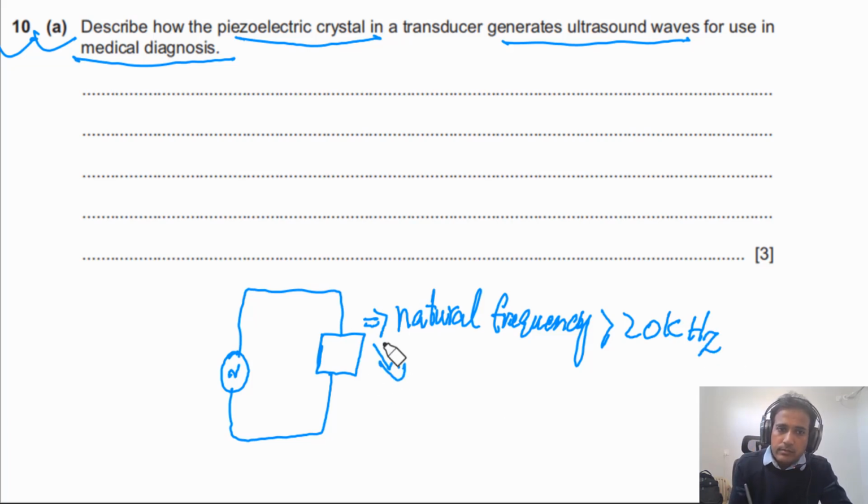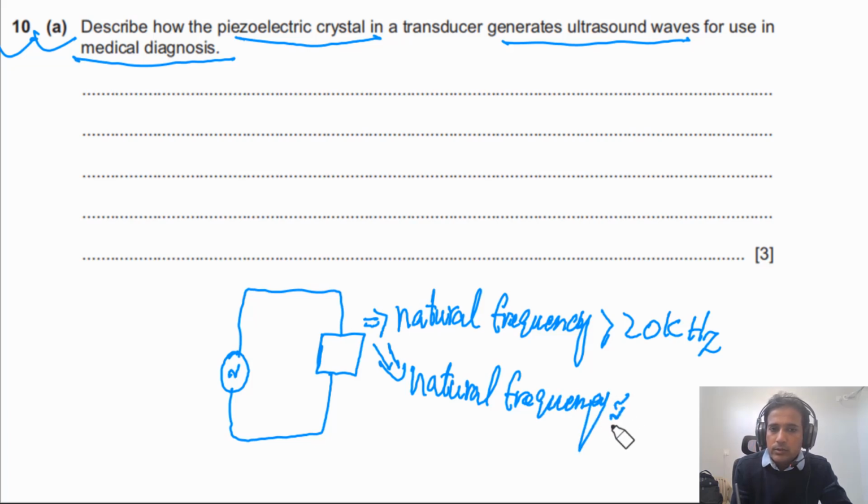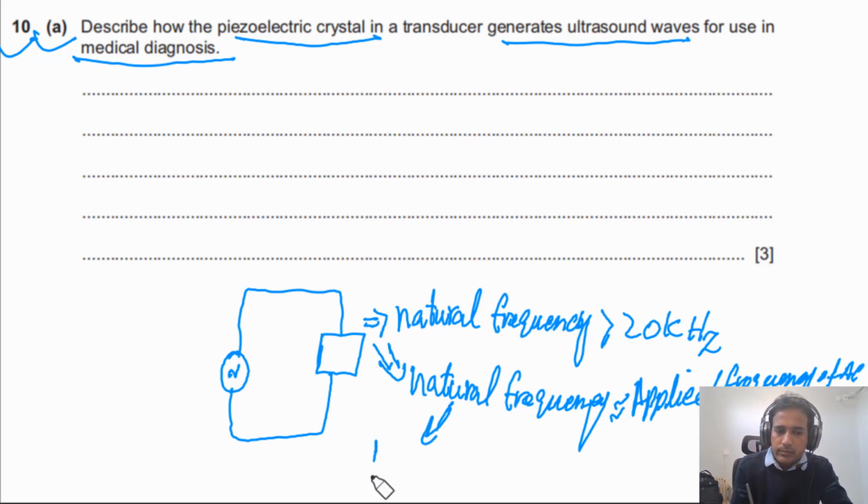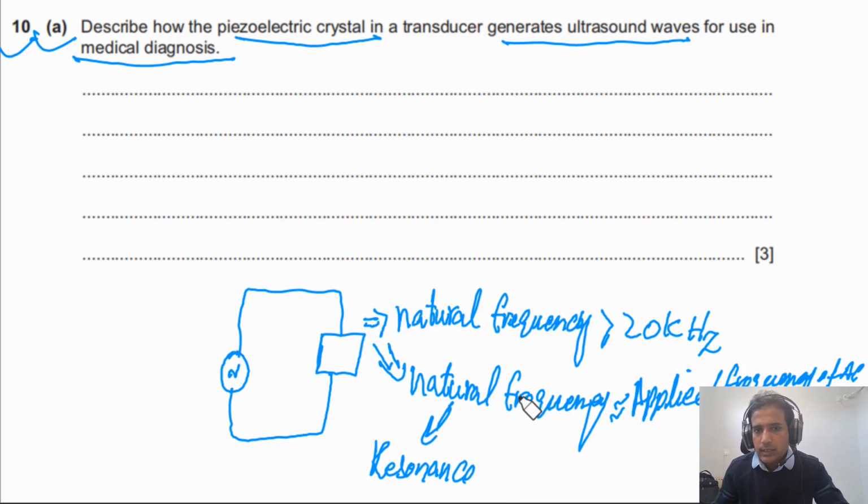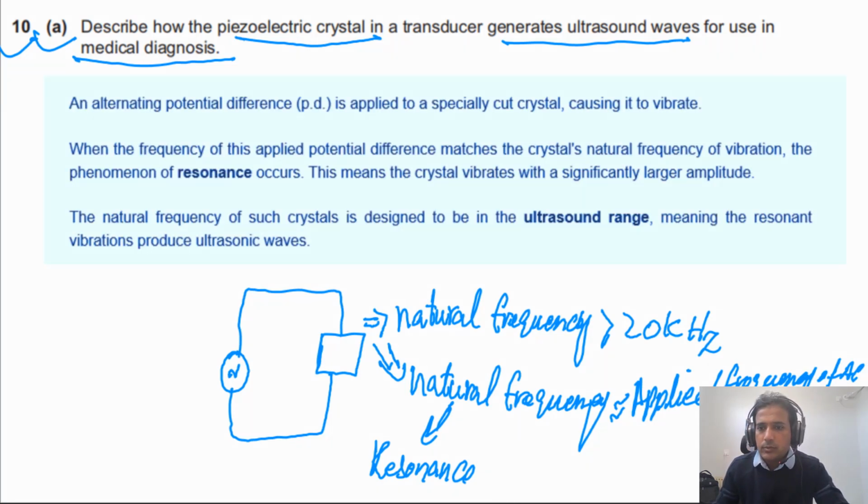And when the natural frequency of the piezoelectric crystal is about equal to the applied frequency of the alternating voltage, then resonance will take place and ultrasound waves will be produced. Resonance takes place. So these are the points we have to mention in the answer. Now let me show you the answer, how you can write it down. In the answer, these points you have to mention.